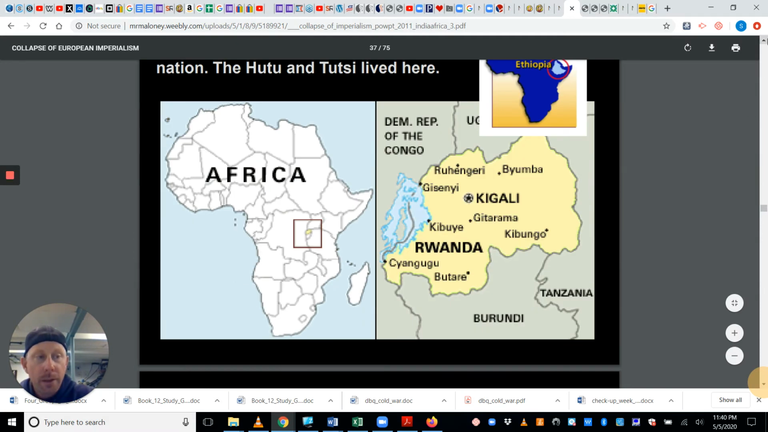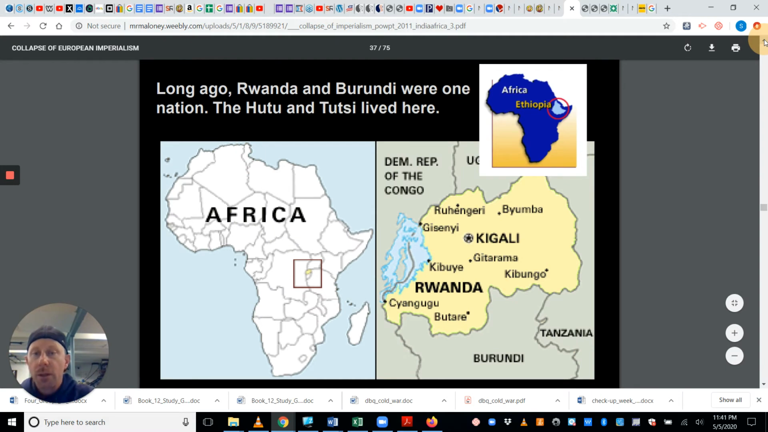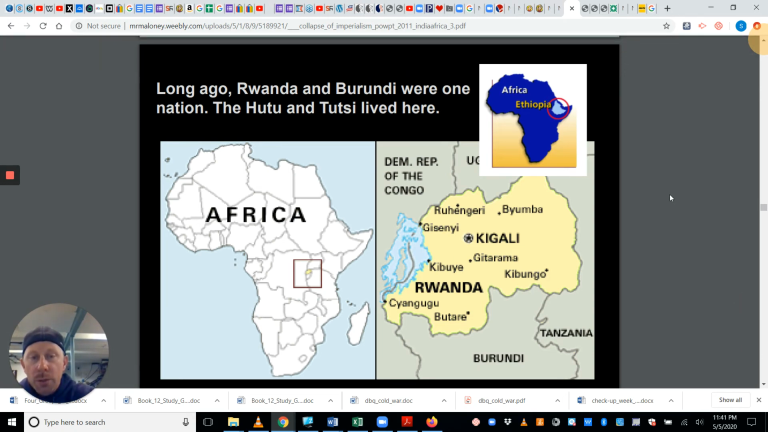So here, slide 37, we're on here. Long ago, Rwanda and Burundi were one nation, as you can see on the map right there. Rwanda on top, Burundi right underneath it, in the heart of Africa. Rwanda and Burundi were one nation. The Hutu and Tutsi lived there peacefully together.